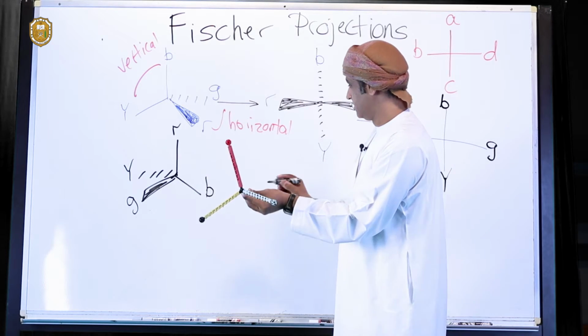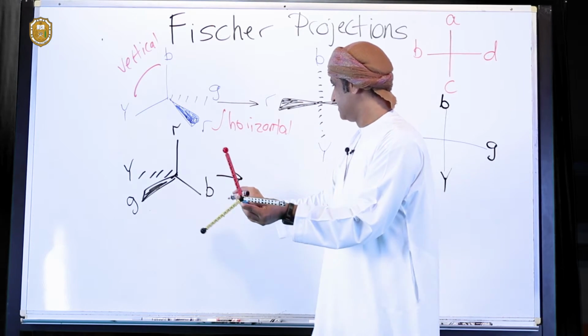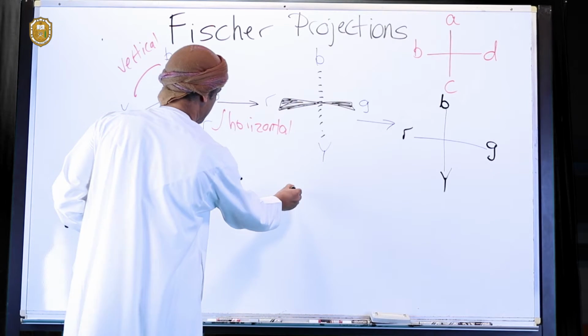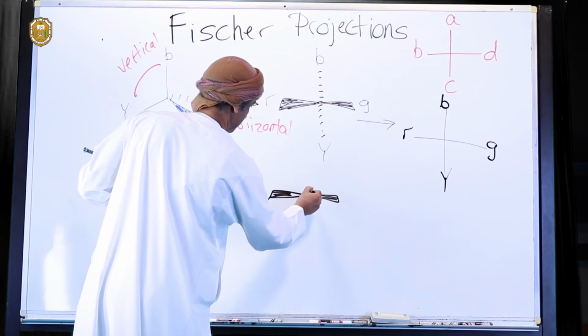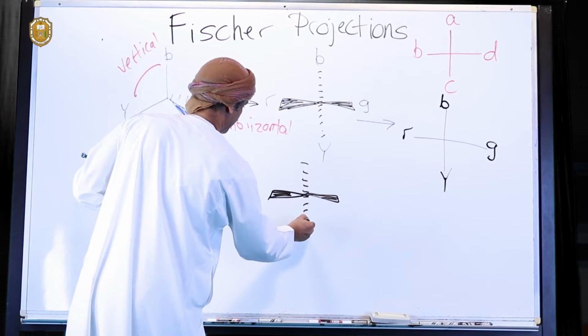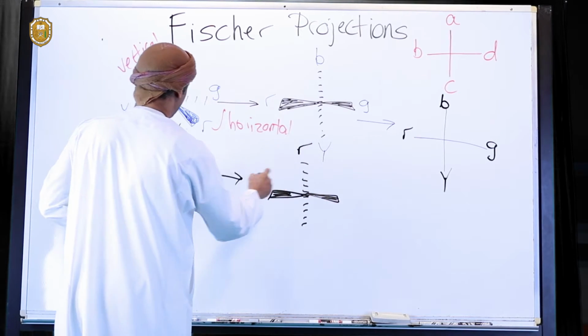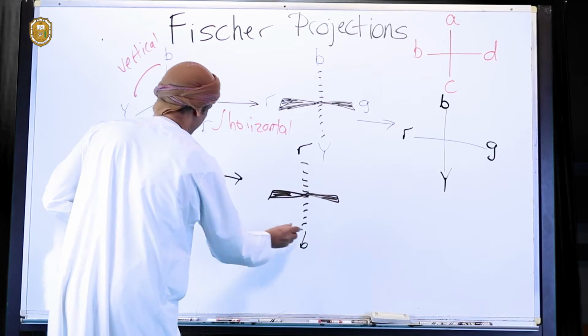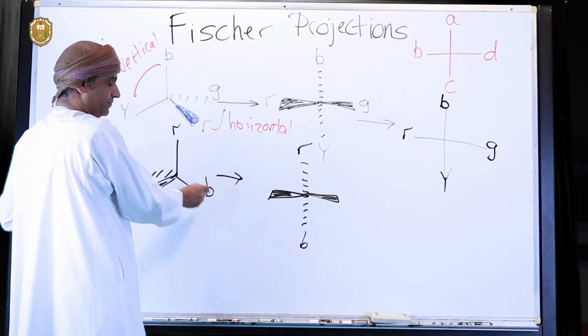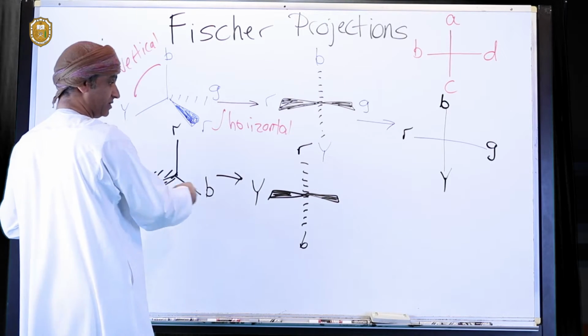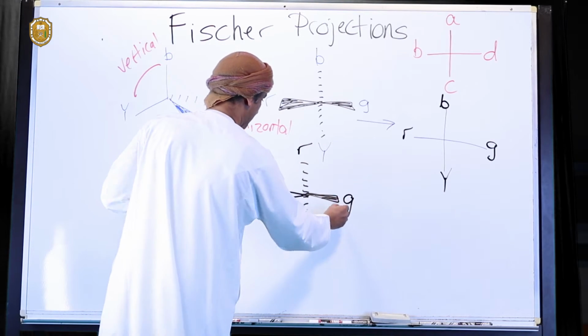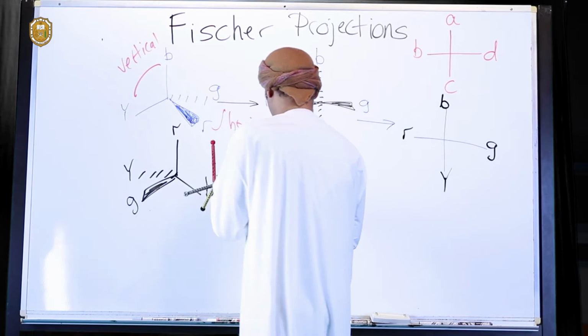Okay, so from here, this is what we arrive at. So this is R, and this is B. The ones which were on the plane are now at the back. These two bonds which were outside the plane are now at the front.